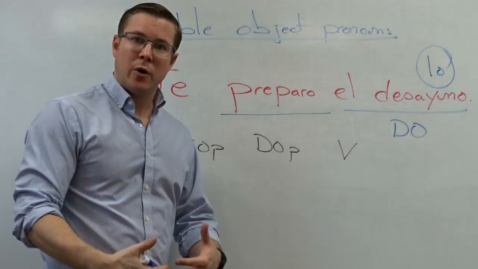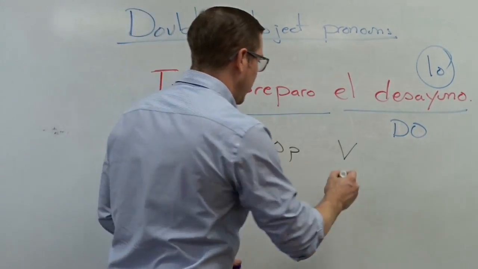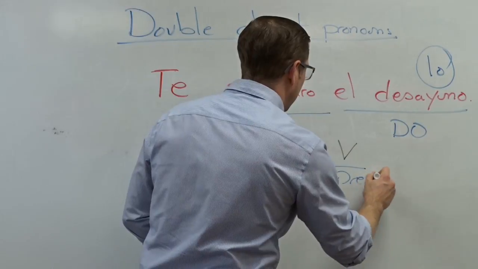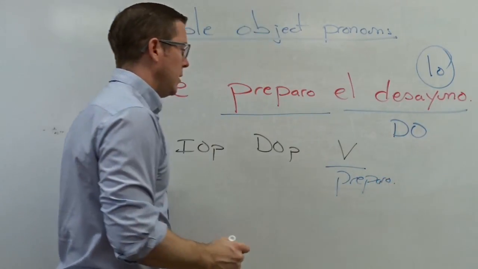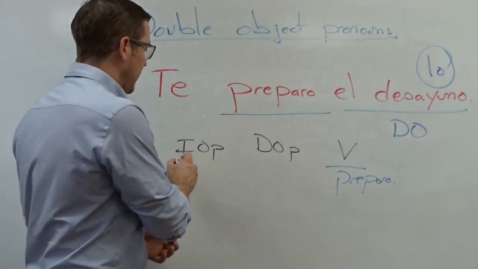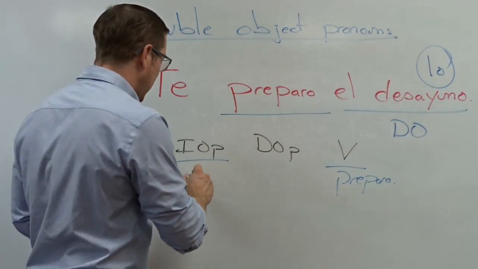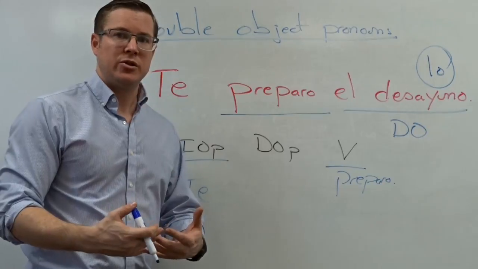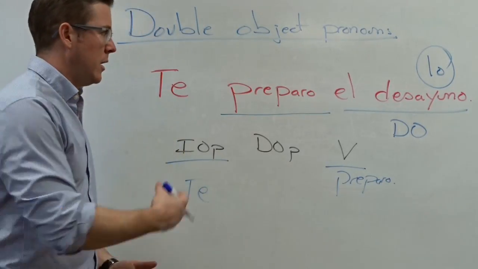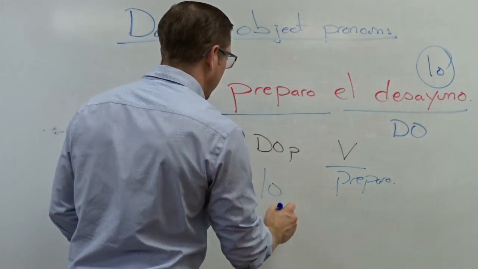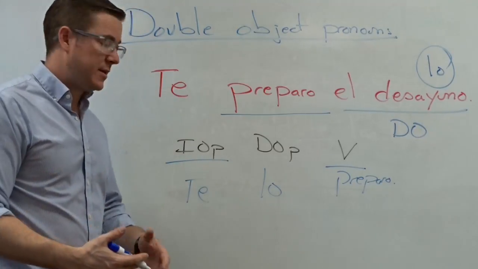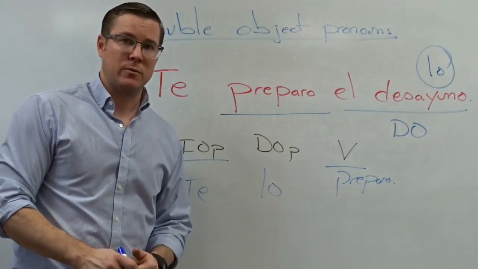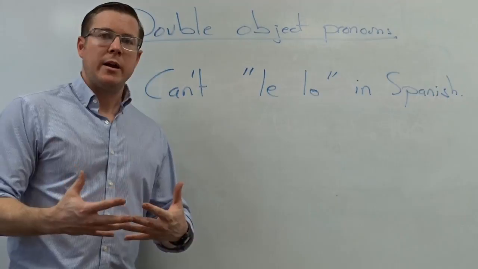So I like to start with the verb. What's the verb? Preparo. So we'll put that in place. Then I will look at my indirect object pronoun, te. Then I ask the question, what's the direct object pronoun? Lo. And now I have my sentence. Te lo preparo. All right.